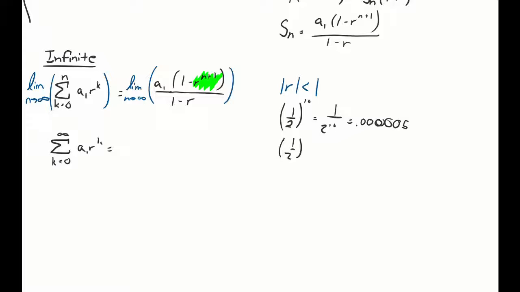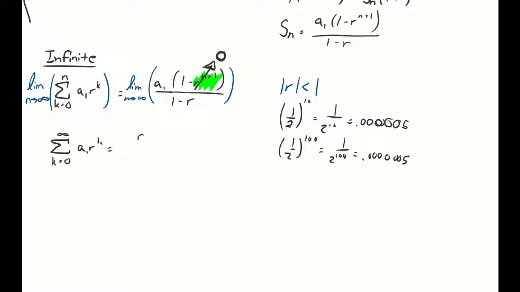Well, what if I go further? 1/2 to the 100th power. That's an even smaller number. What's happening? As that exponent gets bigger, the result approaches 0 closer and closer, and that will happen with any fraction between -1 and 1. So as n goes to infinity, this whole value right here goes to 0. It approaches 0. Well, what does that leave me with in my answer?